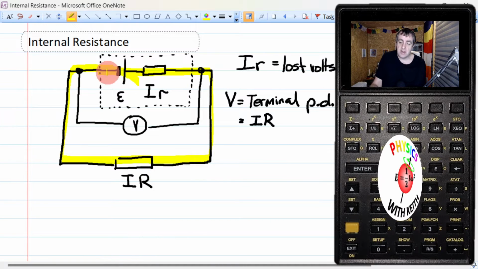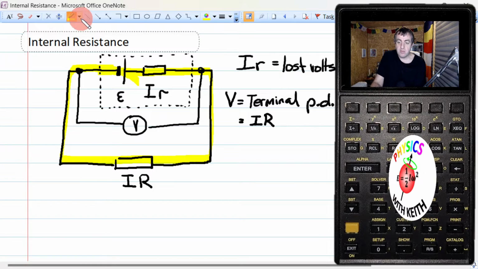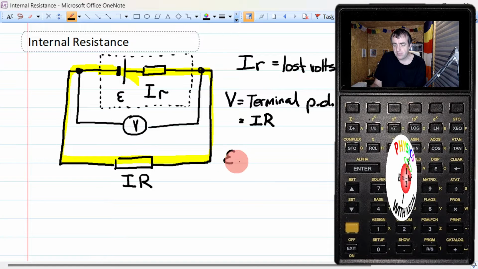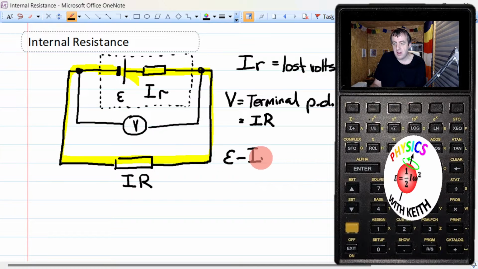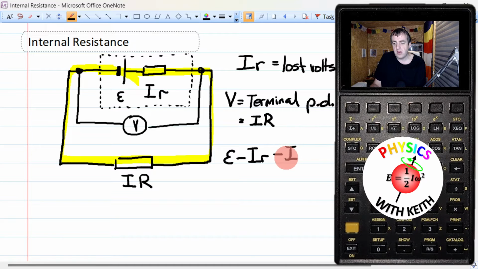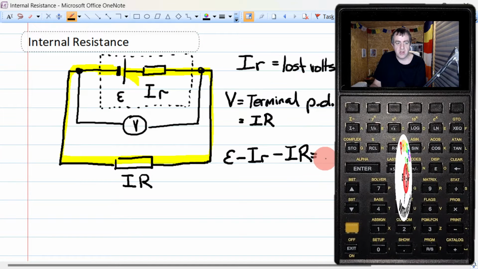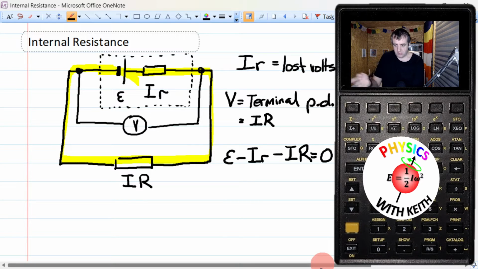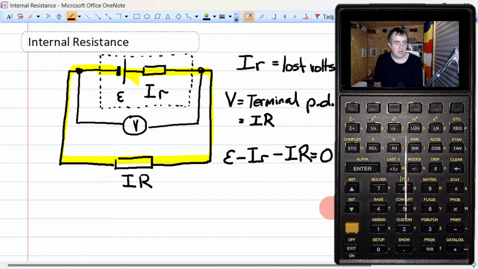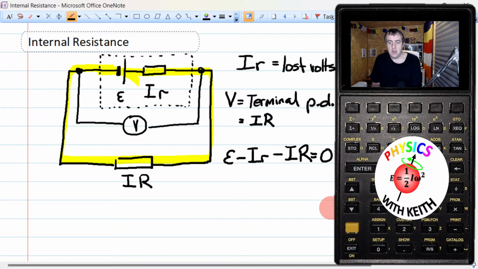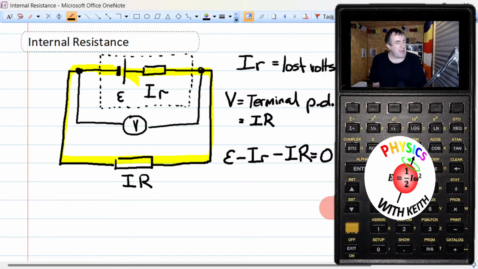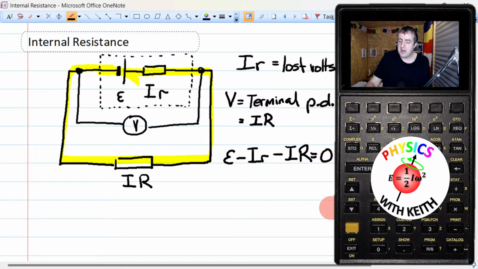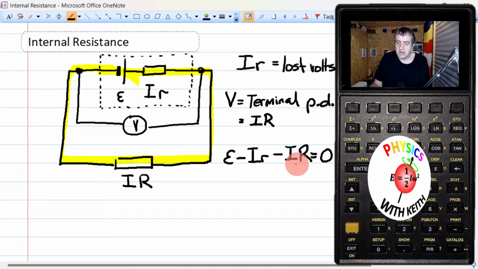We can also check Kirchhoff's second law. Epsilon, we gain epsilon in this circuit. So let's get my black pen out. Then we lose Ir, and we also lose IR. According to Kirchhoff's second law, that should equal 0. And that's what we've got here. So we can play with that equation and rearrange that later. Now, in truth, the voltmeter doesn't actually have infinite resistance. That'll be important later. Let's first of all consider this equation.